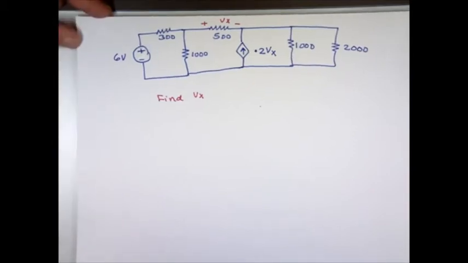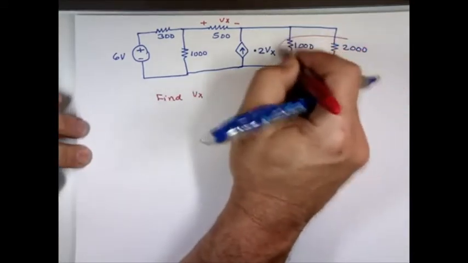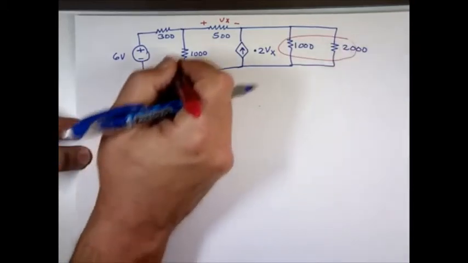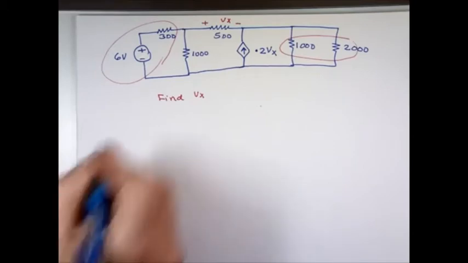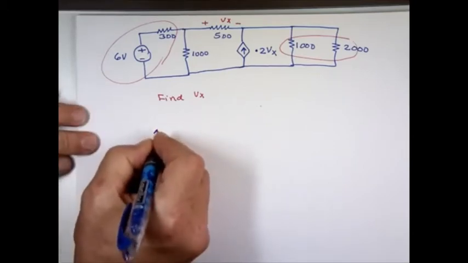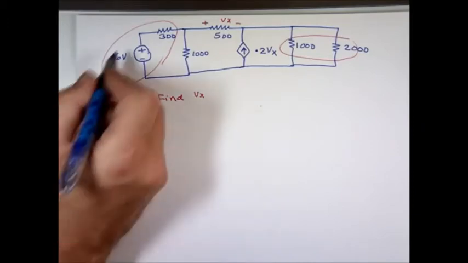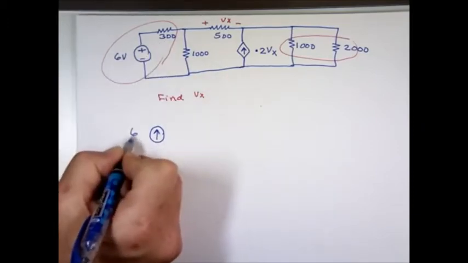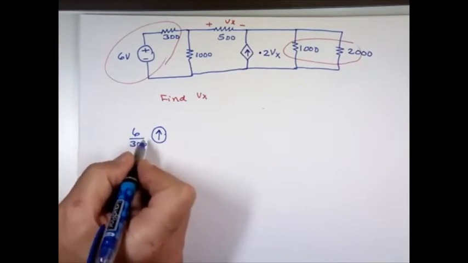I see a couple of things I can do quickly. What do you see? Combine these, good, on that end. And what else? Source transformation here. So maybe I'll do both of these. This will be a current source. I equals V over R, 6 divided by 300. And what do we have? Is that 0.02?